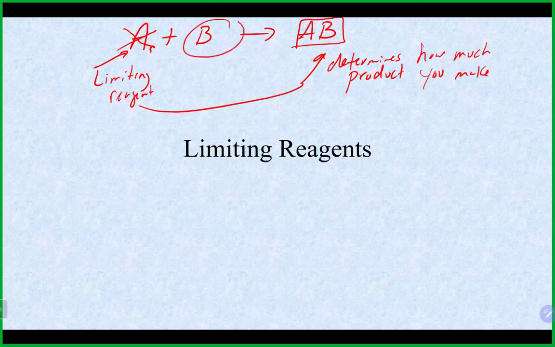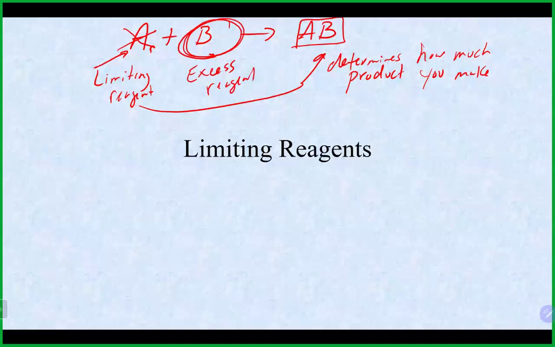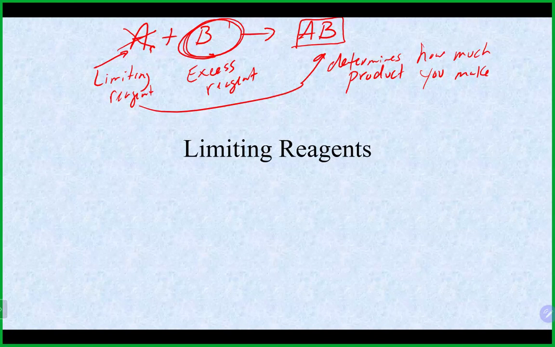What is the other reagent? The other reagent is the one you got plenty of. That is what is sometimes referred to as the excess reagent. The excess reagent is the one that you have enough of. You'll actually have extra or leftover of that when the reaction's over. But whenever we want to calculate how much product we're going to make, it is the limiting reagent that determines how much you make.